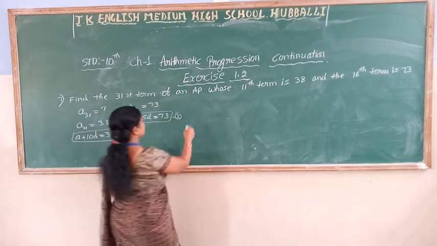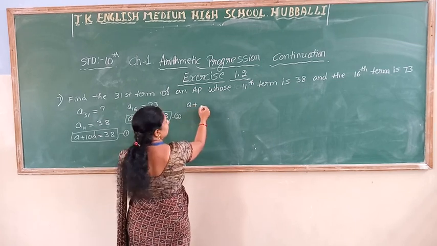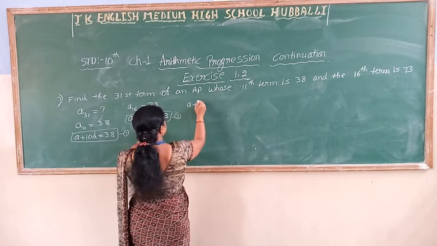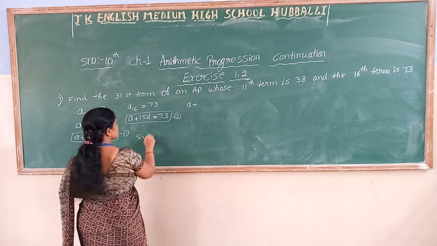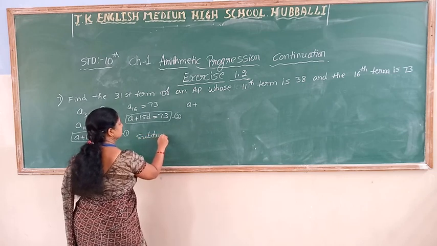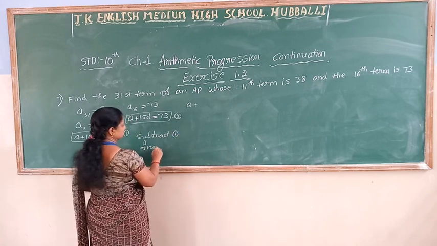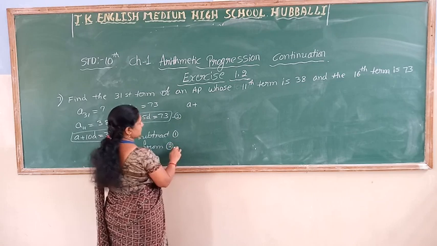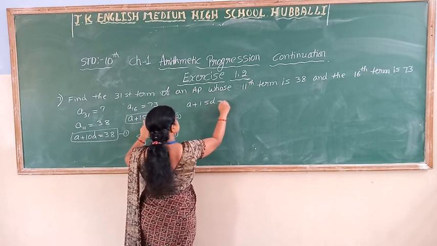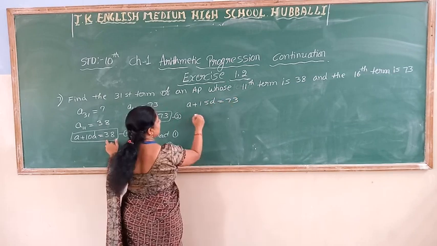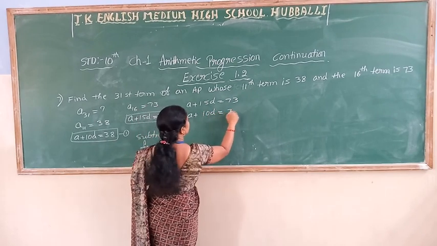Consider both together. That is A plus 5B. Subtract equation 1 from equation 2. I am subtracting equation 1 from 2 now. So I am writing equation 2 as A plus 15B is equal to 73, and the first equation, A plus 10B is equal to 38.